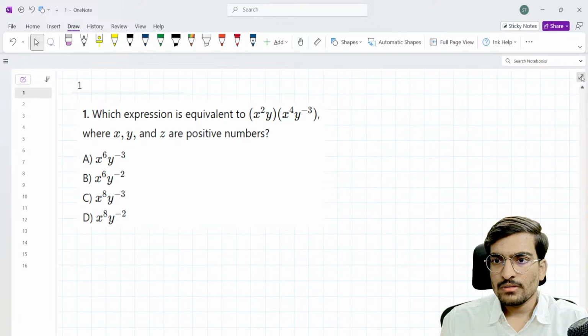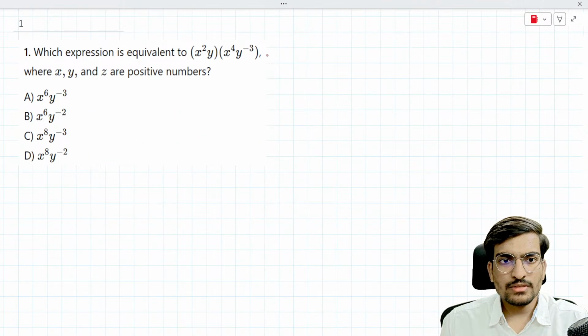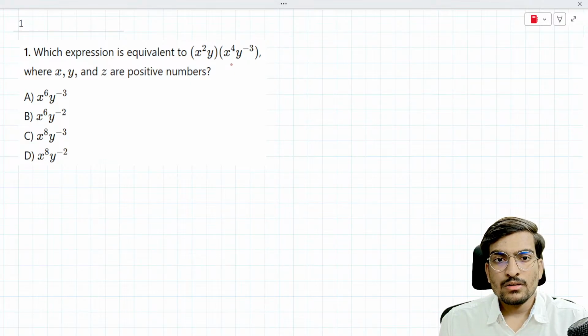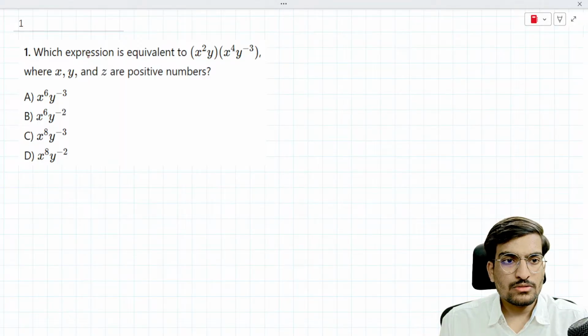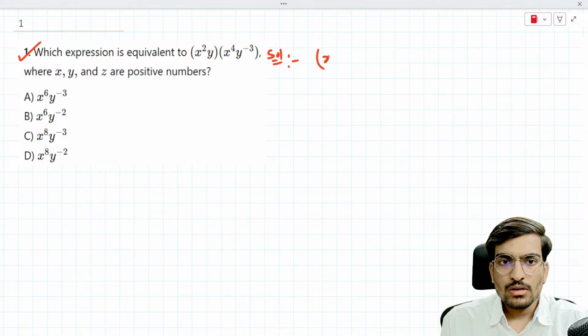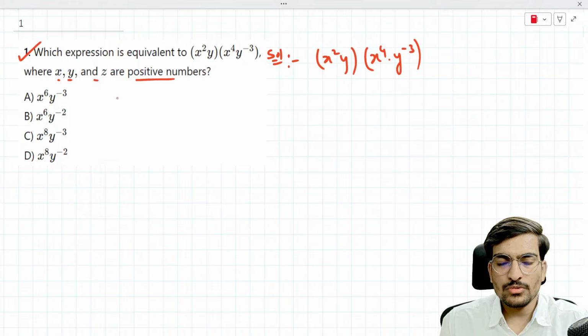Okay. Today we are going to discuss exercise 1.4 from exponents and radicals. So let's start with question number 1. Which expression is equivalent to x squared y times x to the power of 4 times y raised to the power of negative 3, where x, y, z are positive numbers. So we have a few options. We have to check which option this value is equal to.